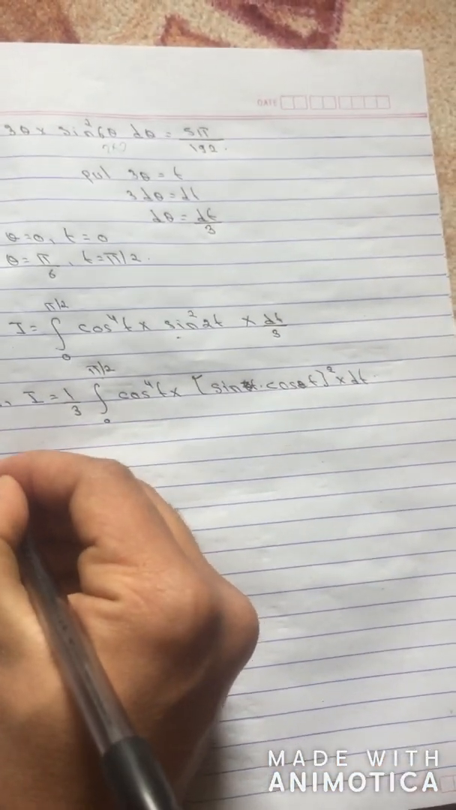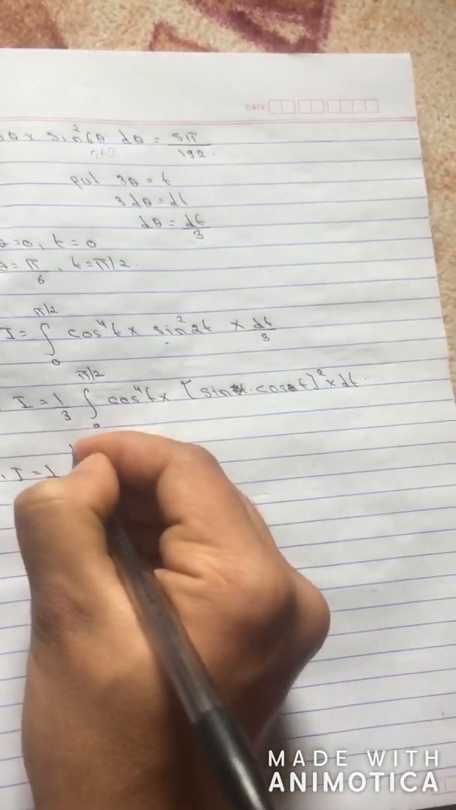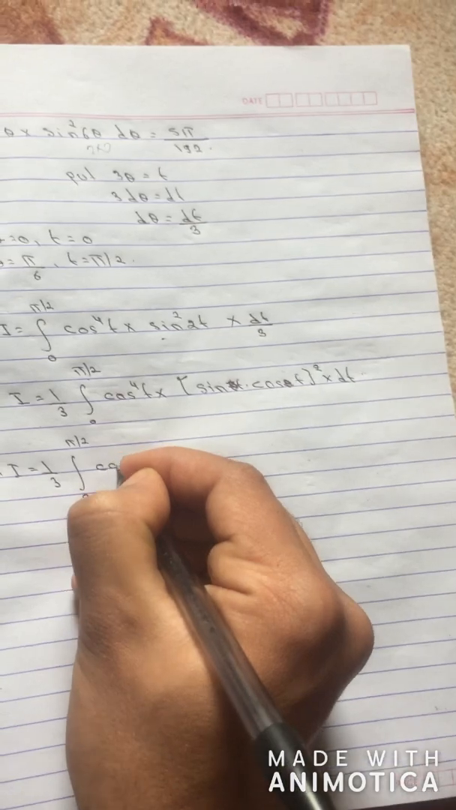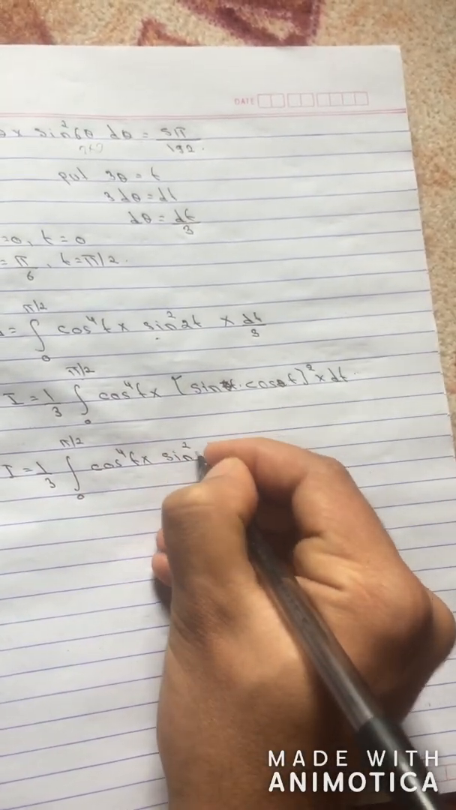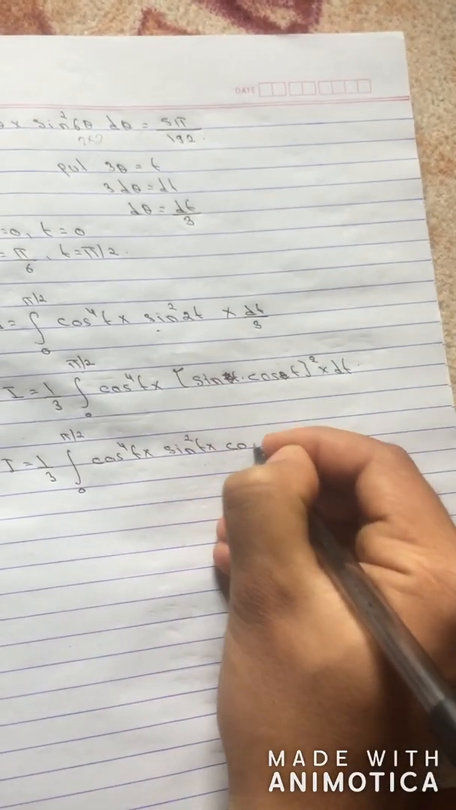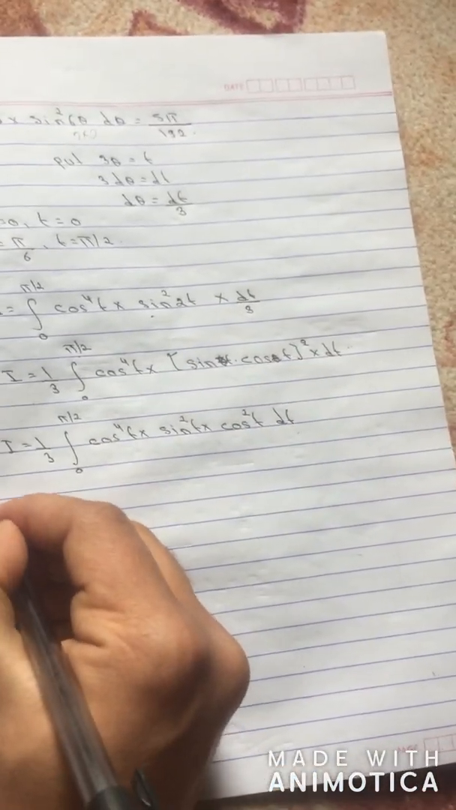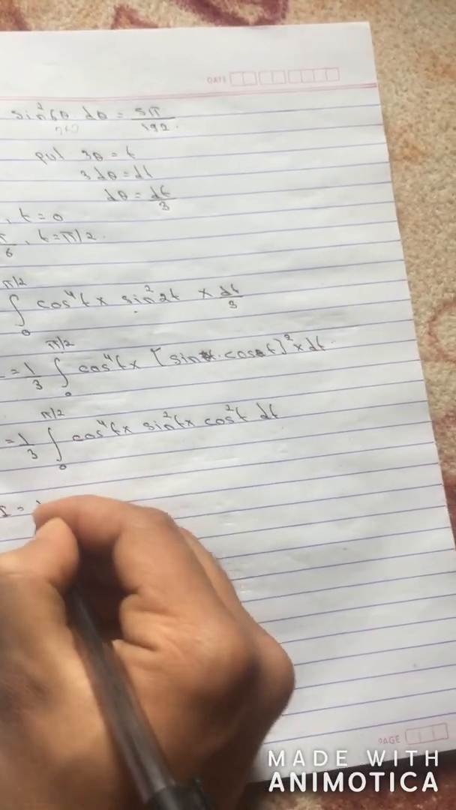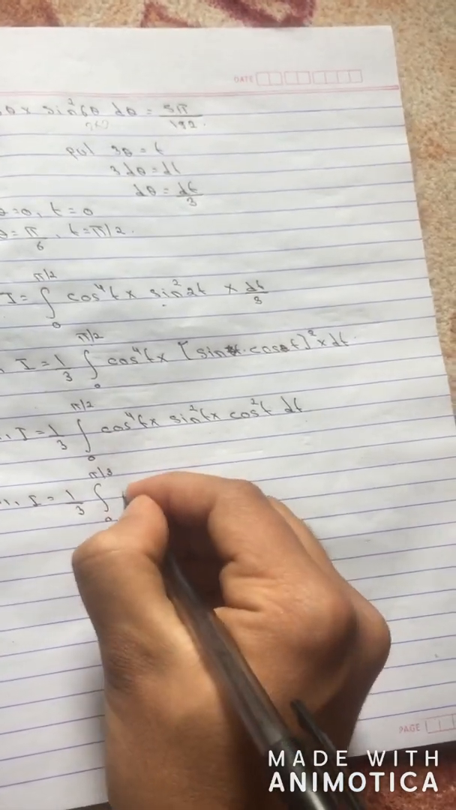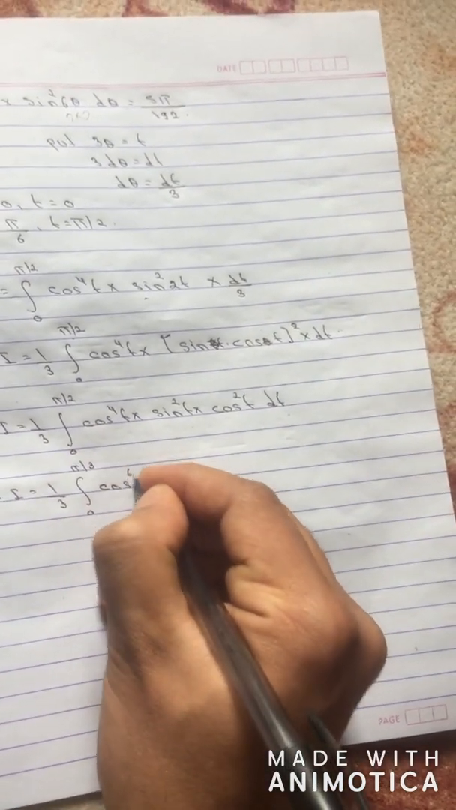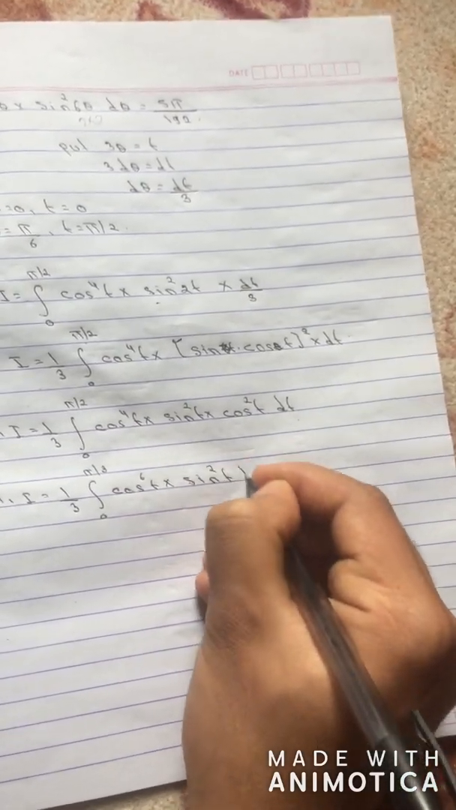Now then I equals 1 by 3, we can write integral 0 to pi by 2 of cos^4 t into sin^2 t into cos^2 t dt. Now we can add the powers of the same base, then we get cos^6 t into sin^2 t dt.